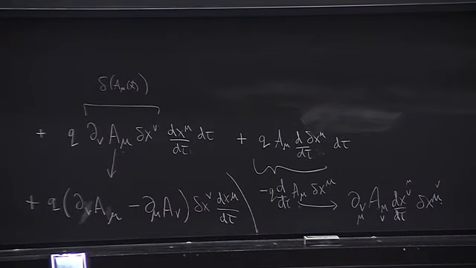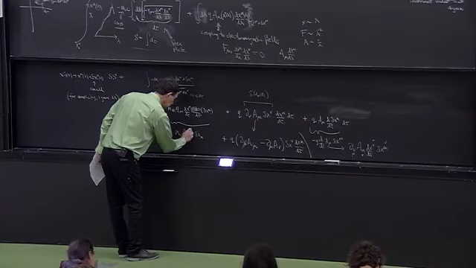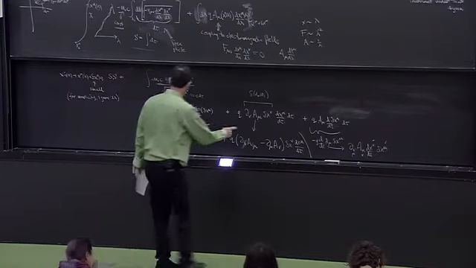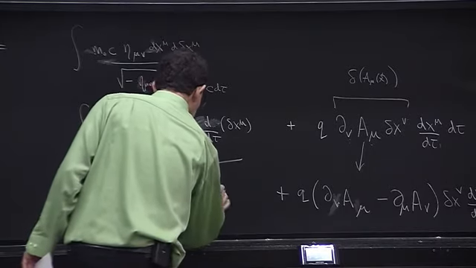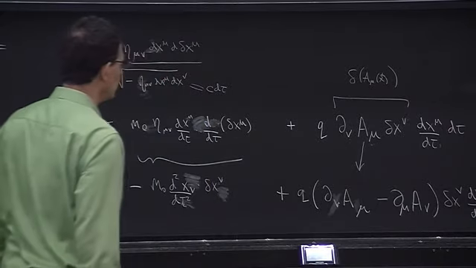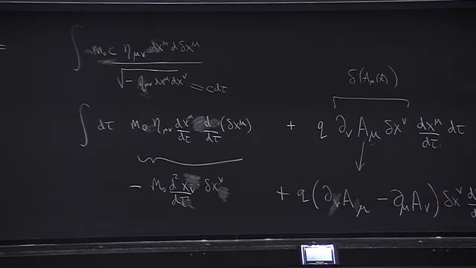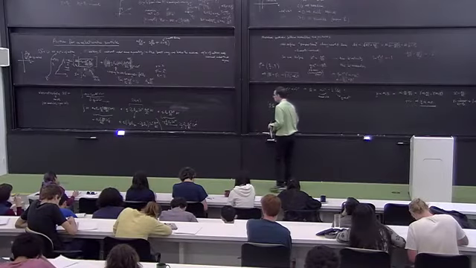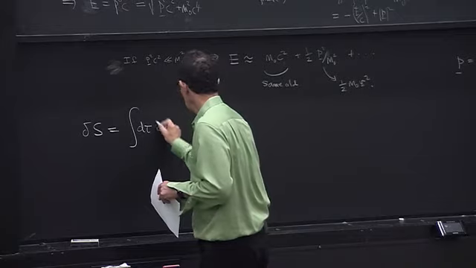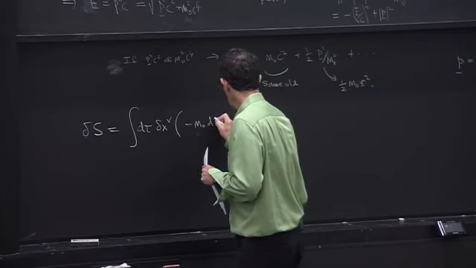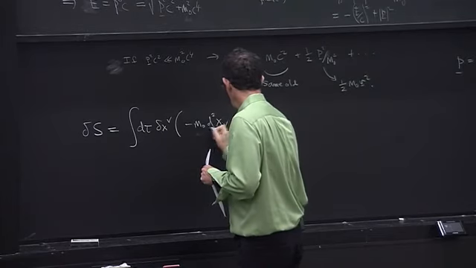Okay, so now everything is multiplying. Well, let's relabel this one as nu. And now everything is multiplying delta x nu. In fact, what I want to do is lower that and raise that. Everything multiplying delta x nu, and so we can just write down the coefficient. So delta s equals integral d tau. The first term gives me, and then I'll put my delta x nu here. First term gives me minus m naught d2x nu d tau squared.